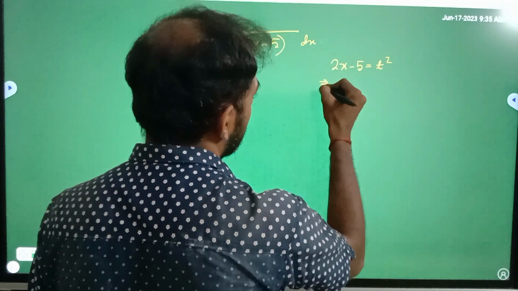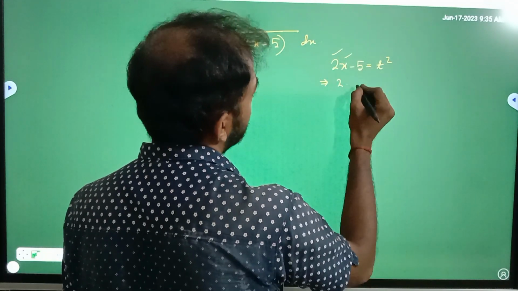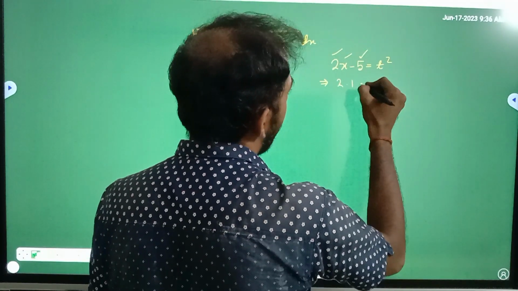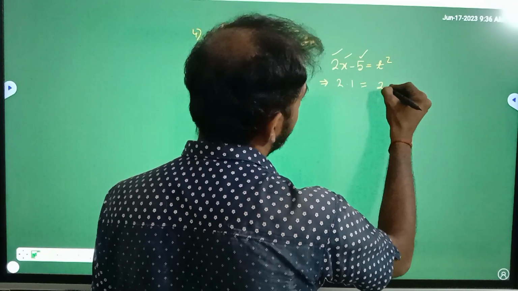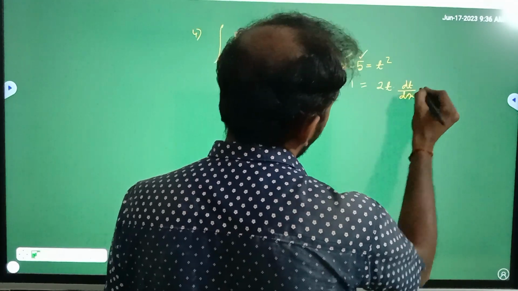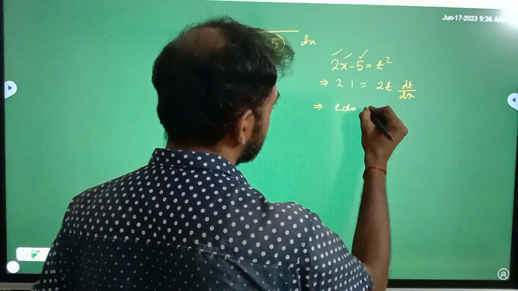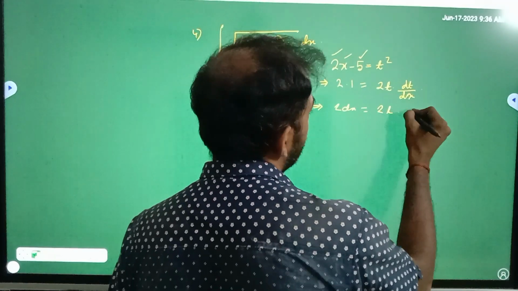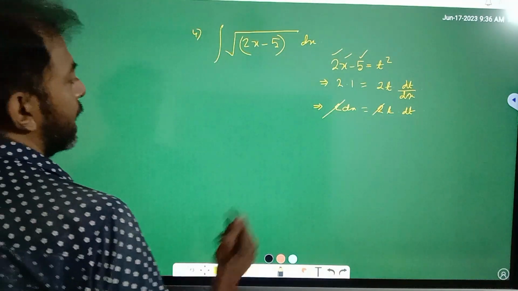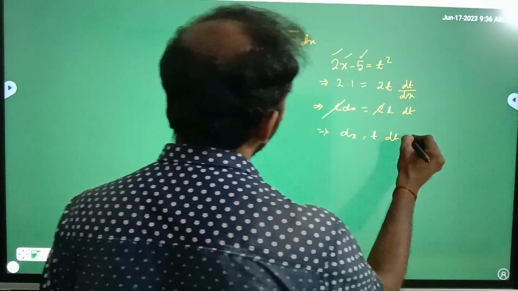And what will be the differentiation value here? We know that 2 will come out. Differentiation of x is only 1. Differentiation of 5 is 0. And differentiation of t square is 2t into dt by dx. Hence, 2 into dx will be 2t into dt. And 2 cancels each other, so we get dx equals t into dt.